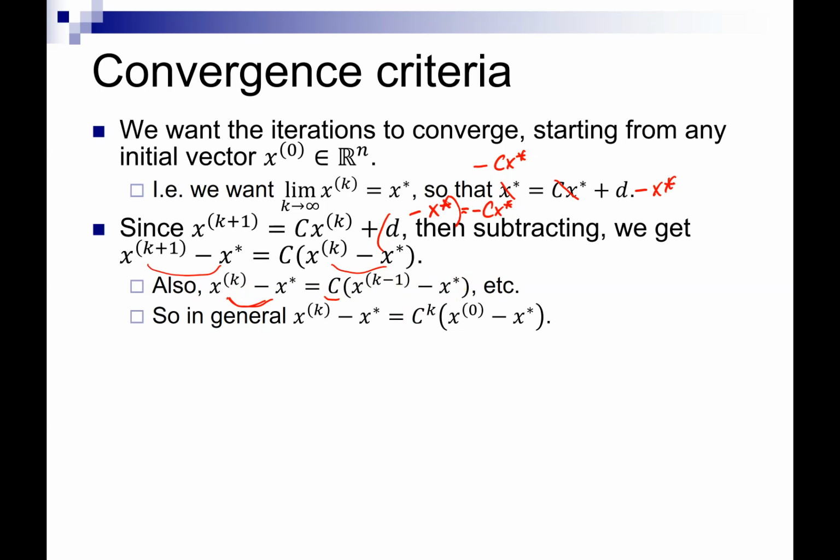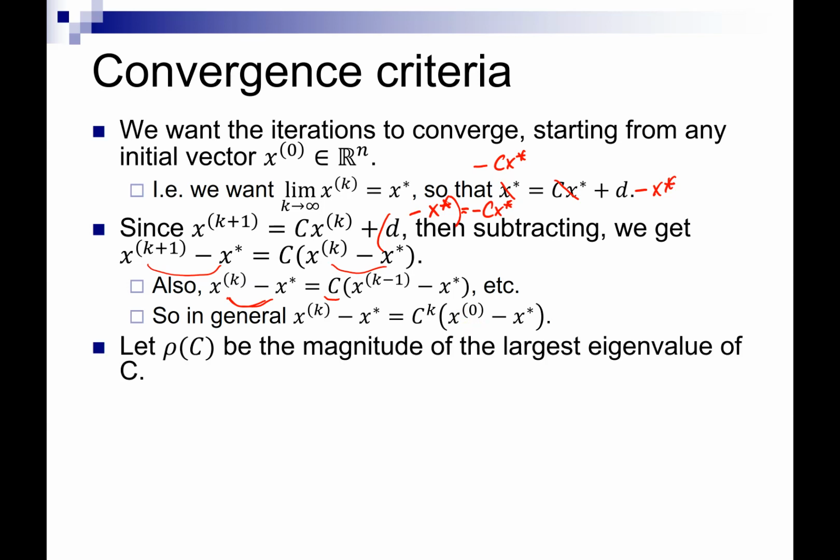Okay, so each time we expand these terms, eventually we get that the error is equal to c to the kth power times the initial error. So this is the initial vector that we started with, so this is the initial error in that vector times c to the kth power. And if we want things to converge, we want this to eventually go to 0.